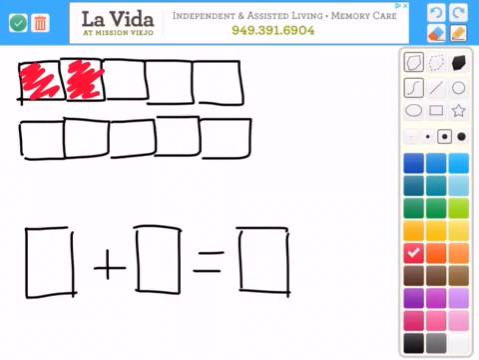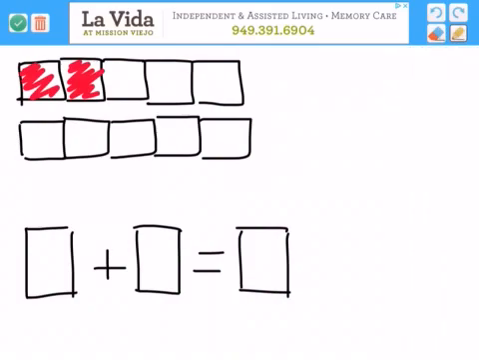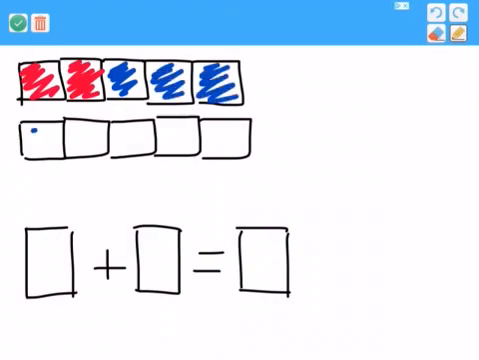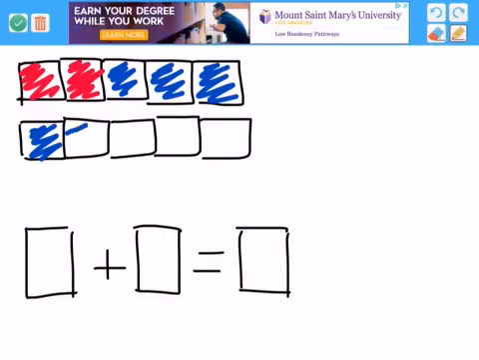So I have 2 red. How many blue will I have? Let's count. 1, 2, 3, 4, 5, 6, 7, 8. So I had 2 red and 8 blue.